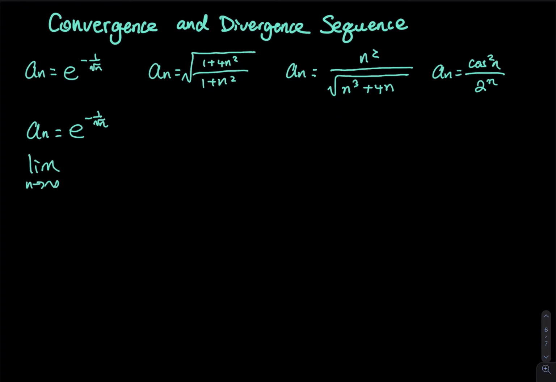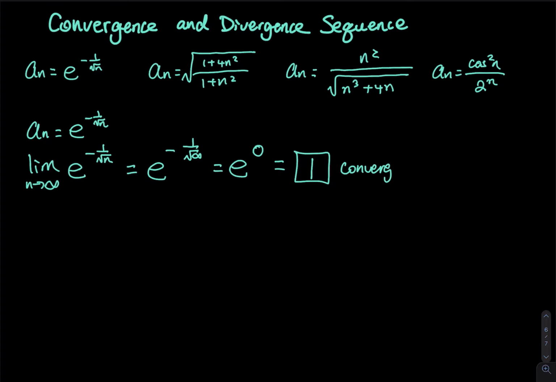You have e to the negative 1 over square root of n, and then you plug in infinity. So that is negative 1 over square root of infinity. 1 divided by infinity is 0. So you have e to the 0, which equals 1. Since 1 is a real number, then that converges.